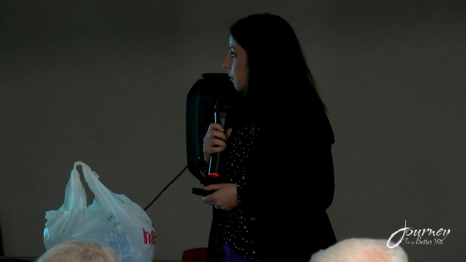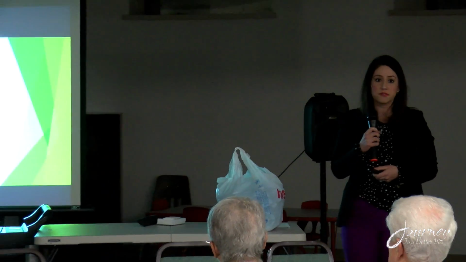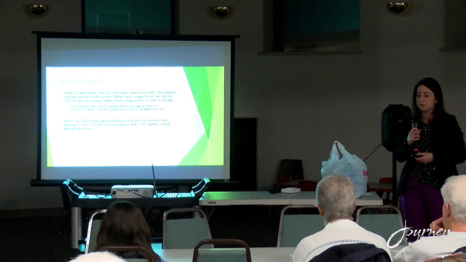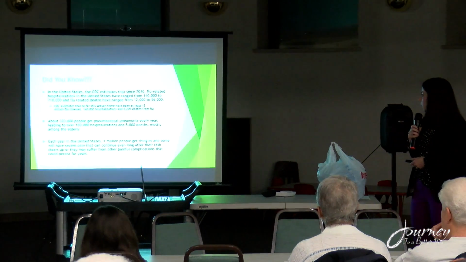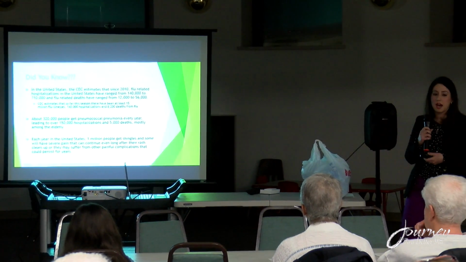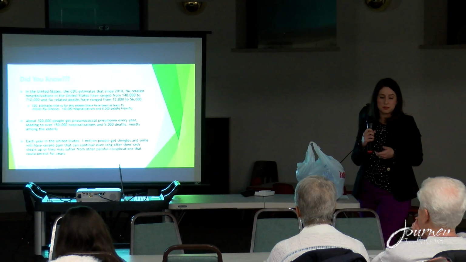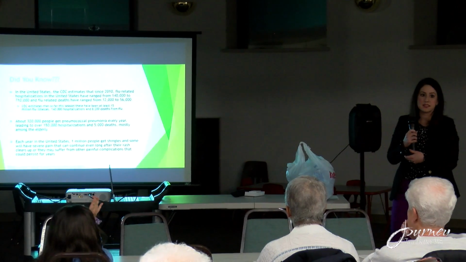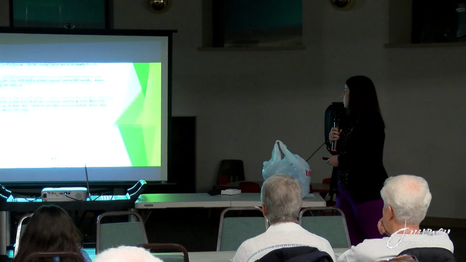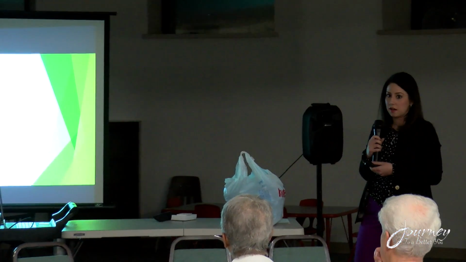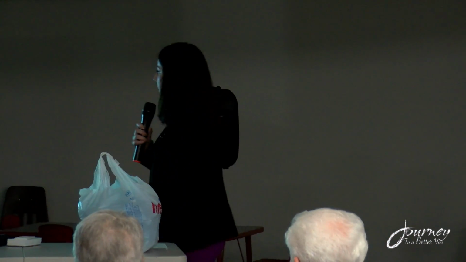When it comes to pneumonia, about 320,000 people get pneumococcal pneumonia every year, leading to 150,000 hospitalizations and 5,000 deaths, mostly in the elderly. And each year, 1 million people get shingles and will have complications, which is severe neuropathic pain afterwards. All these have a vaccine to prevent against it. Today I'm going to talk about 4 top vaccines I recommend for adults: flu, shingles, pneumonia, and Tdap.